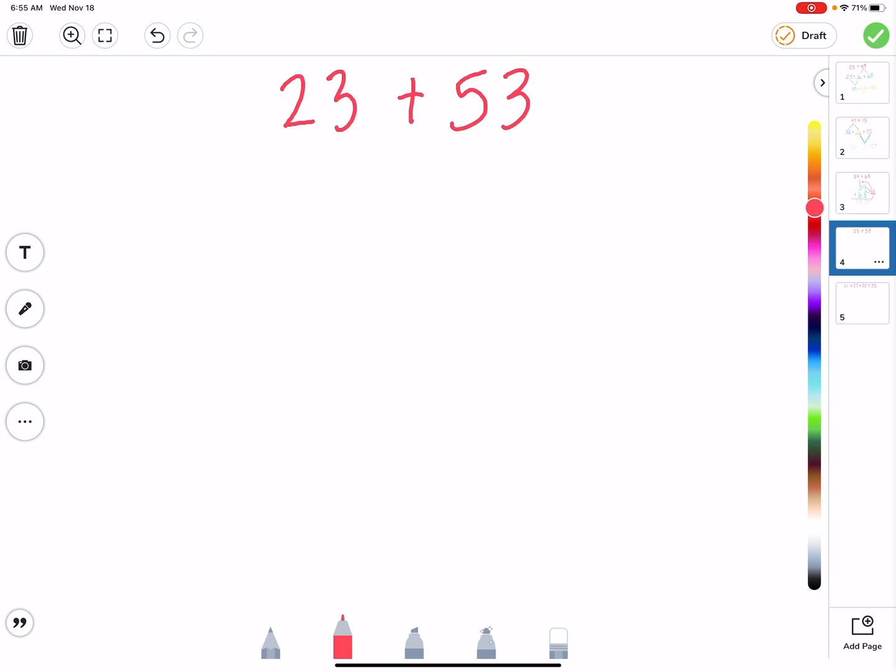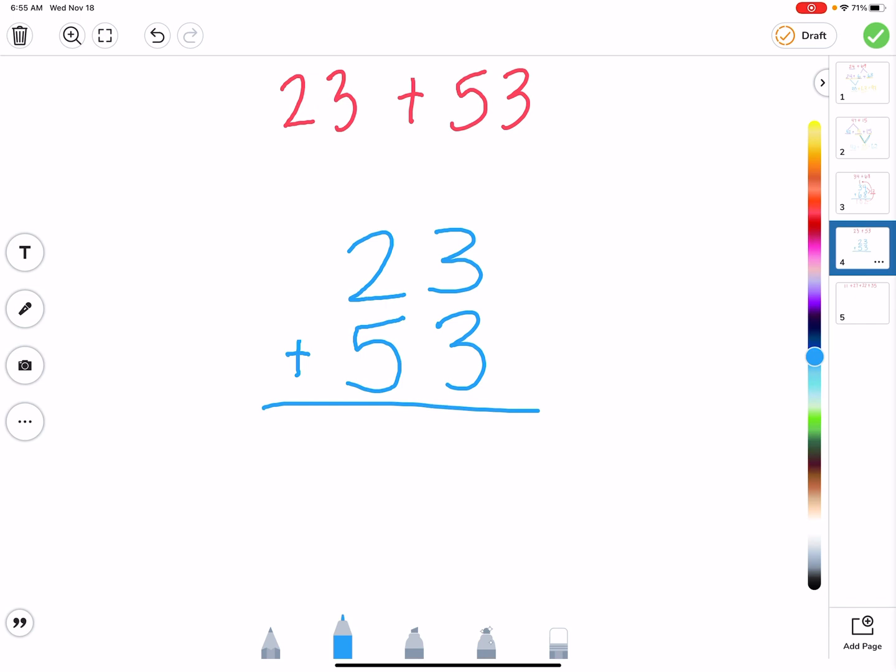All right, let's go to this guy. 23 plus 53. So I'm really going to make sure I line up my numbers, right? Line them up straight this way. And then I'm going to put 53 right underneath. 5 10s goes under 2 10s. 3 1s goes under 3 1s. Plus sign, draw a line. Okay, so now I'm going to add my 1s together.